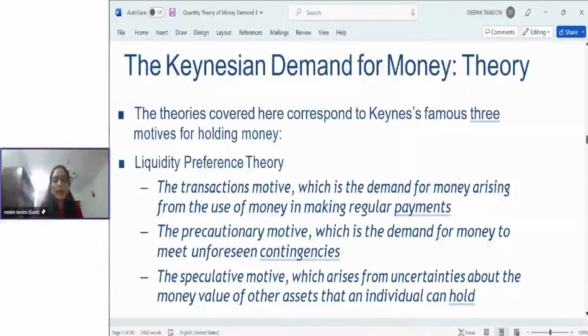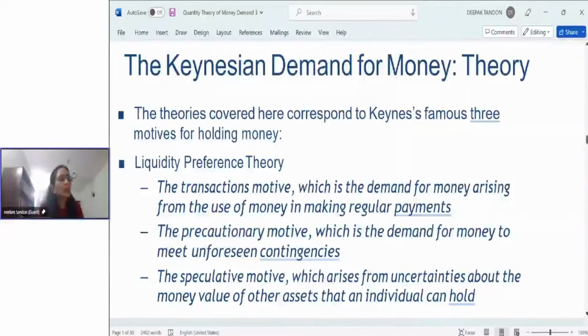So you want to keep money as liquid for unforeseen contingencies. Unforeseen contingencies means, God forbid, if anything happens, I should have some money in cash with me, or as liquid as possible, isn't it? So that is the precautionary motive. So you want to keep money for the precautionary motive. One is the transactive motive, the other is the precautionary motive.